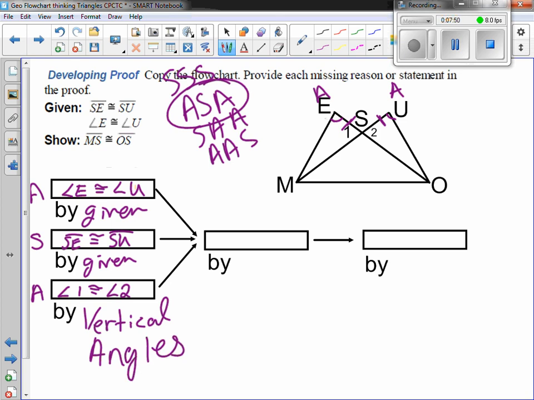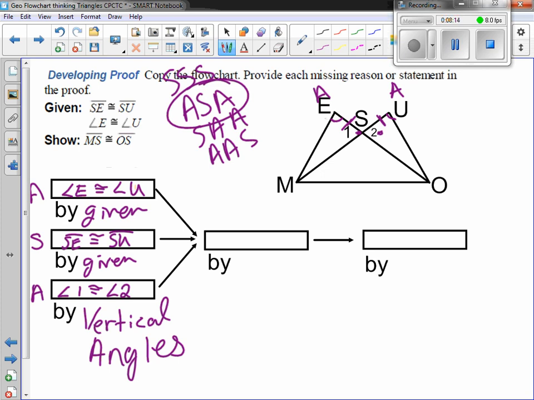Vertical angles. Because they are opposite each other, where those lines cross. When we have two lines cross, the angles that are opposite each other are going to be congruent because they are vertical angles. Vertical angles will always be congruent. So that's how we can say angles 1 and 2, these two angles here, are congruent because they are vertical angles.